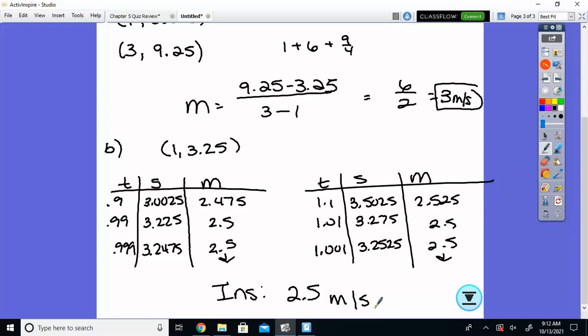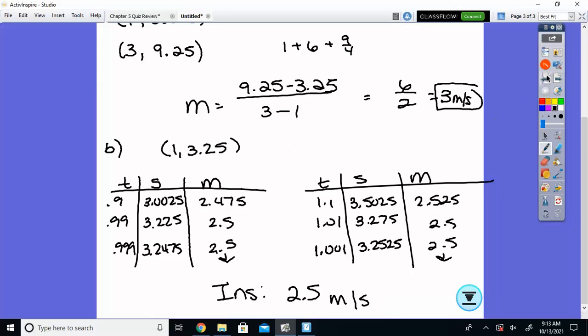If I ask for average velocity, what am I asking for? Slope. Instantaneous is what those slopes are approaching. Do you guys understand the difference? I'll probably ask you about that somewhere on the test. So you'll have to find both, and I may ask you, how am I getting that? All right. Next question.